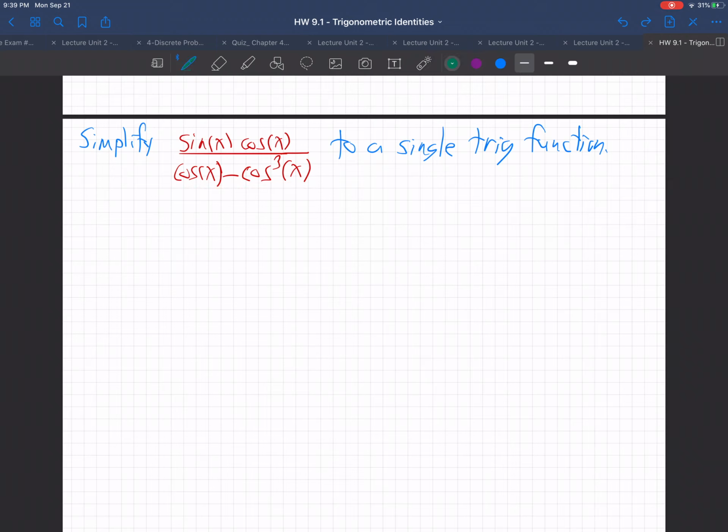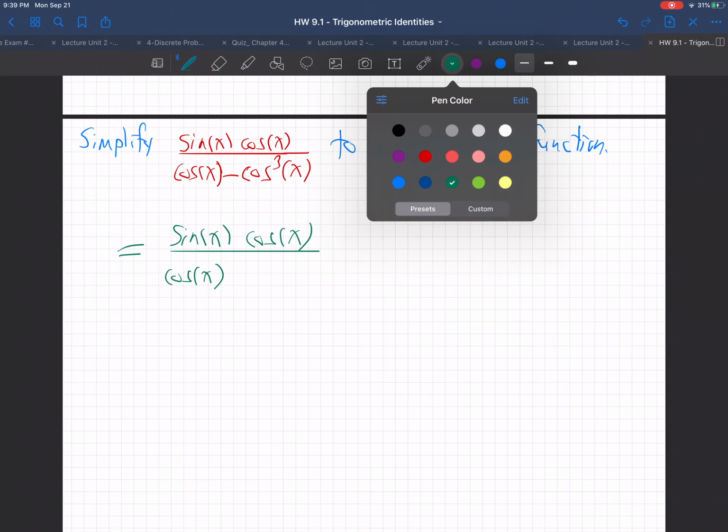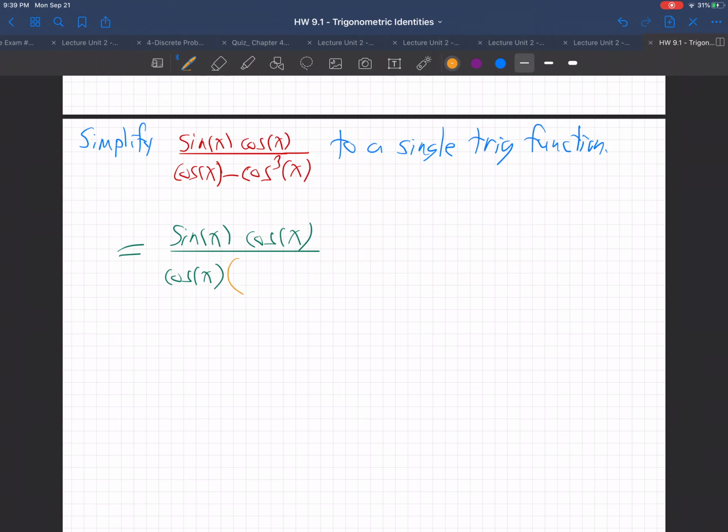I don't know if I'm making any sense. Let me show you. The top, I'm not going to change at all. But on the bottom, I'm going to factor out a cosine. And then maybe I'll change the color to help make it more clear. Put parentheses. And this is going to be 1 minus cosine squared of x.